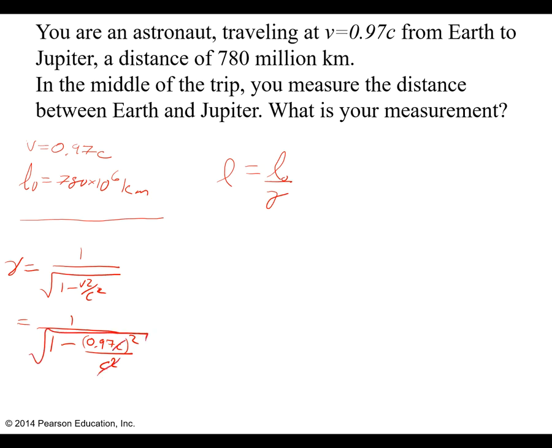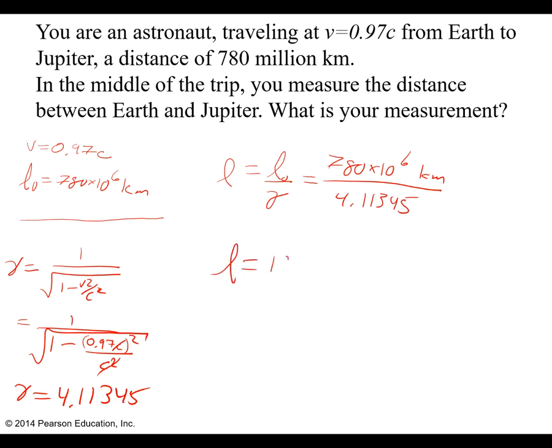The c's will cancel, so you're left with 1 over the square root of 1 minus 0.97 squared. And that is going to give us a gamma value of 4.11345. So that means then that the relativistic length that you measure between the Earth and Jupiter will be your proper length, which was 780 million kilometers, divided by gamma, 4.11345.